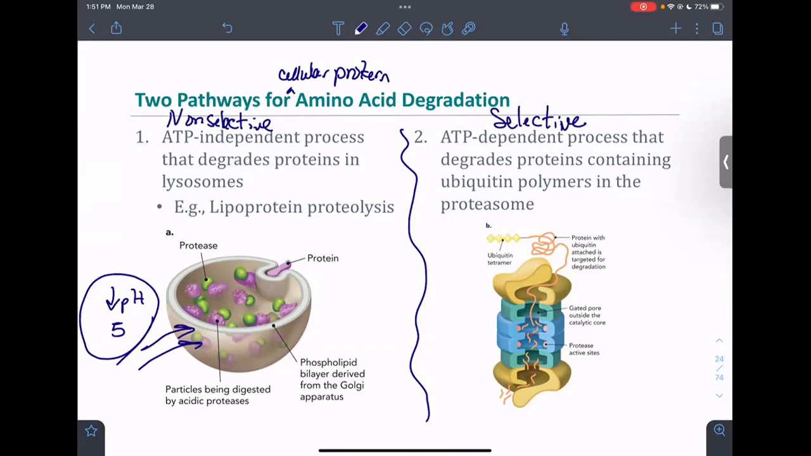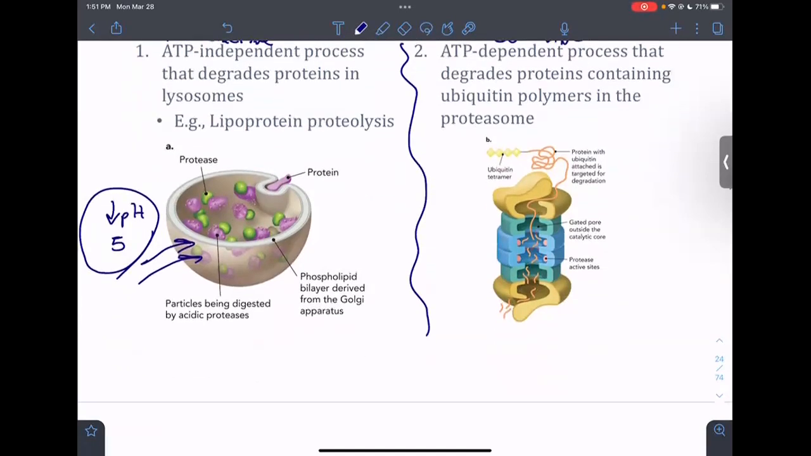The second method is really selective. It's ATP dependent, and it degrades proteins that contain ubiquitin polymers on the end of them, and it feeds them into a proteasome. So this is very, very selective. So it only occurs to proteins that are ubiquitinated.